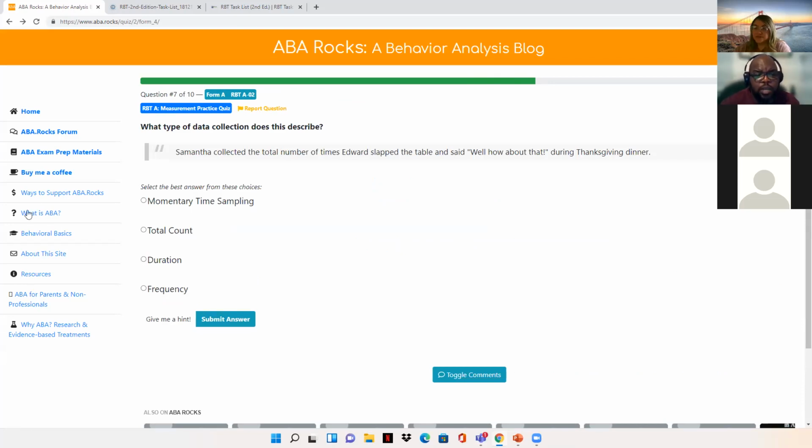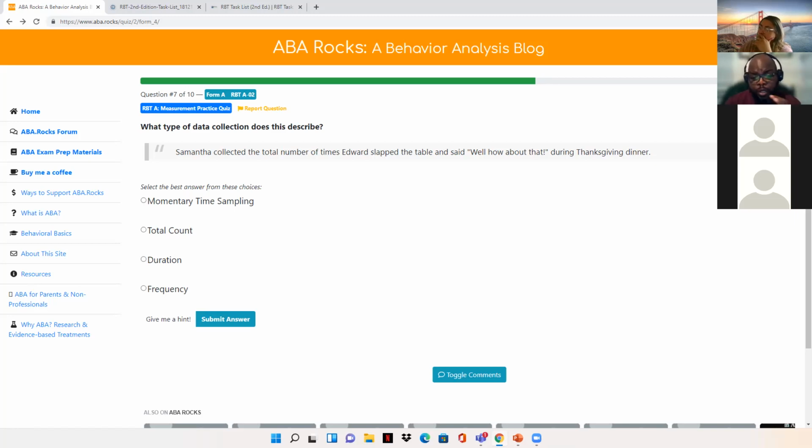Okay, what type of data collection does this describe? Samantha collected the total number of times Edward slapped the table and said, "Well, how about that?" during Thanksgiving dinner. So we have momentary time sampling, total count, duration, and frequency. Now let's look at the question very diligently. She collected the total number of times Edward slapped the table.